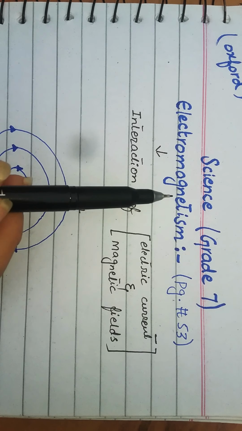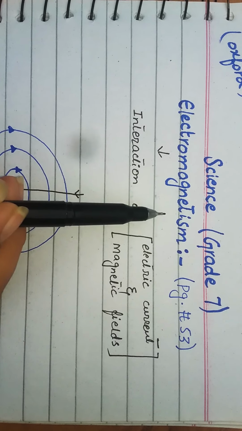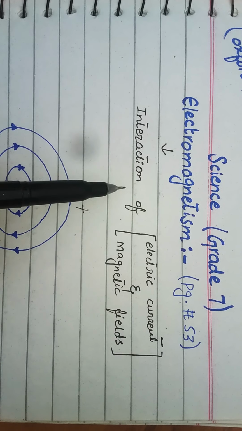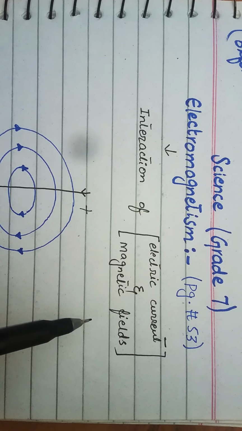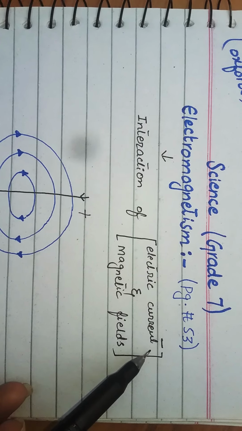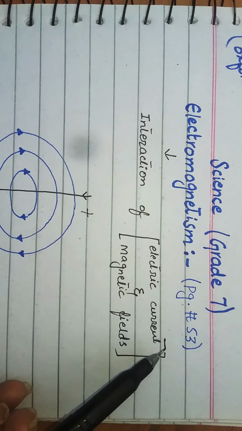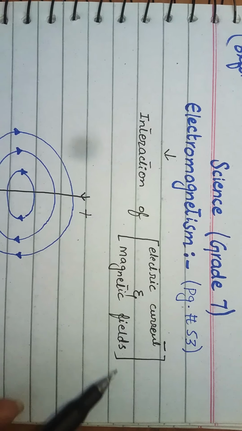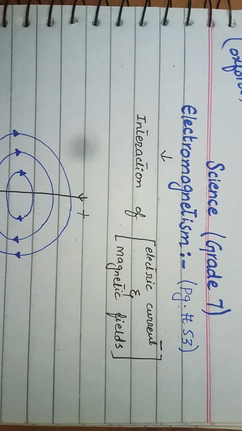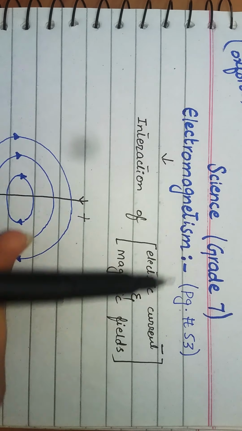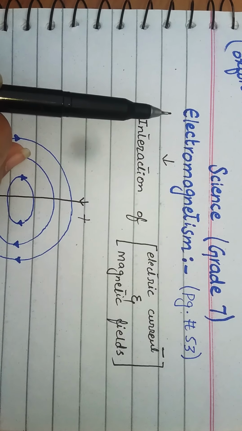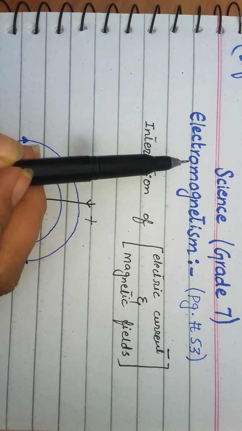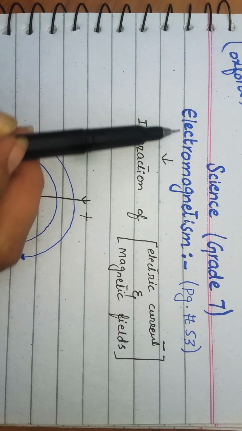What is electromagnetism? Electromagnetism is actually the interaction of electric current and the magnetic field. When the electric field and the magnetic field interact with each other, that term is called electromagnetism, as its name shows.